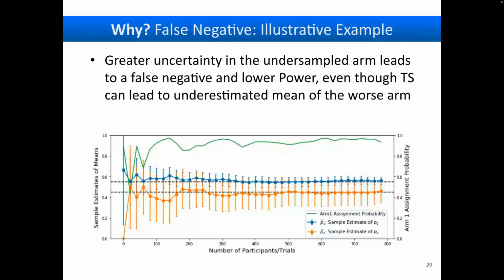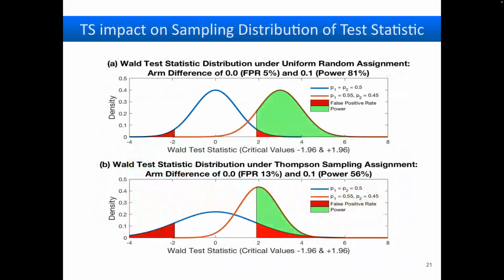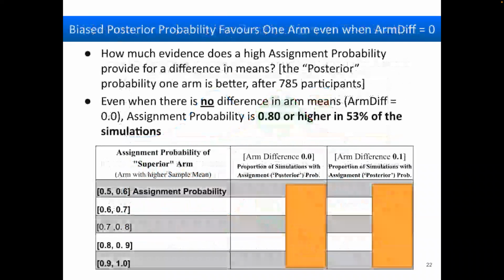Why do you get a false negative? Here's an illustrative example. Even if one arm is higher than the other, as you can see here and here, you might assign people here, and then your posterior probability of assignment goes up. So again, you can get a tighter standard error on this one. But even if there's a difference, you can't actually get a good estimate of that arm's mean. So you don't know for sure. And why is that especially problematic? I'll come back to this in a second.